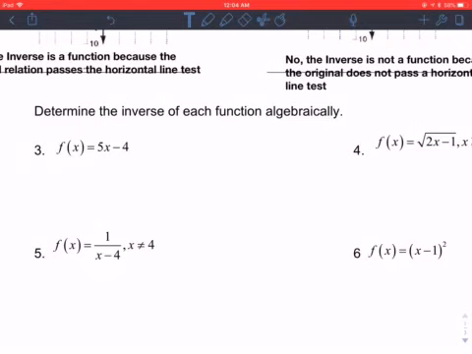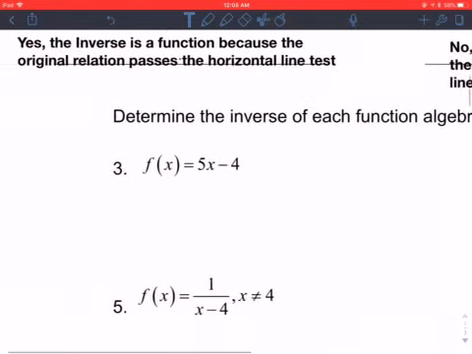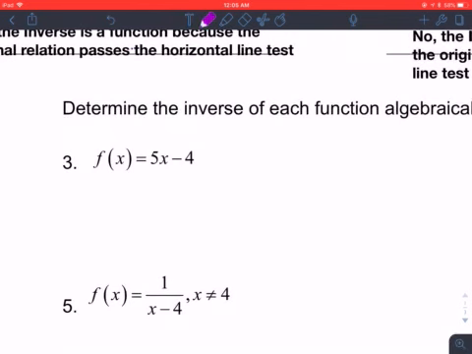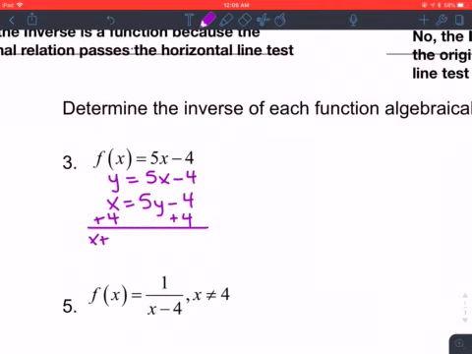Okay, this next part, we're determining the inverse of each function algebraically. Remember, this had a few steps. First, you change your f of x to a y. Then you switch your x and y, because an inverse is when your x and y are switched. And then we solve for y. You do your backward PEMDAS to isolate the y.